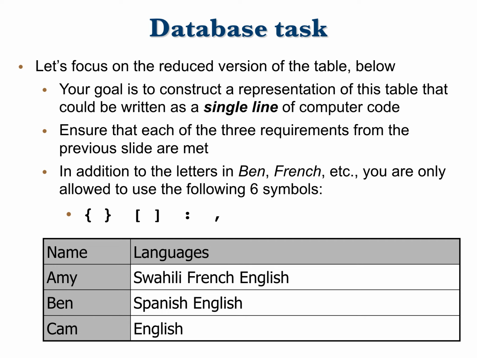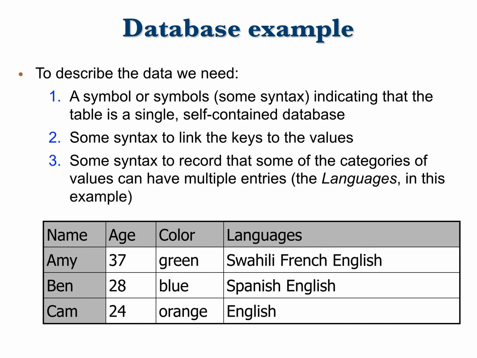And your task is to try to write down this entire table at the bottom of the slide using just the 6 symbols that I've shown you in the bullet point. So pairs of curly braces, pairs of square brackets, a colon, and a comma. That's all the syntax you're allowed to use to try and construct this table with all of the information, the properties I asked for from this slide.